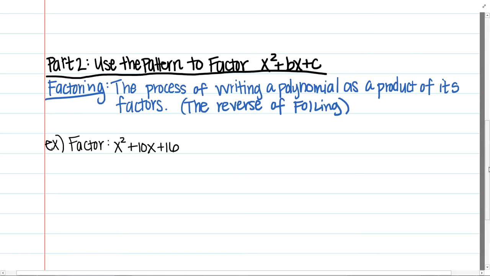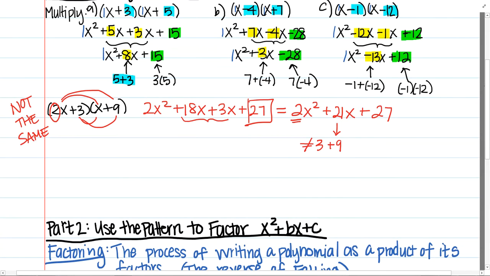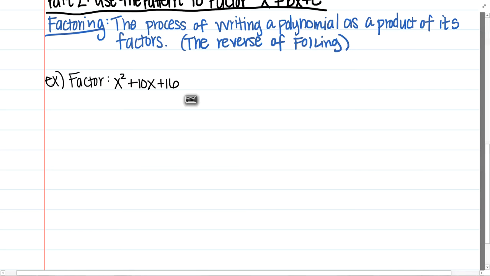looked at from before, we know that if we have x plus or minus a number times x plus or minus a number, it will FOIL into something of the form x squared plus some number times x plus some number, where the number in front of x is the sum of the 3 and the 5 or whatever numbers, and the number at the end, the constant term, is always going to be the product of those two numbers. So we need to work backwards to figure out what those two numbers were.